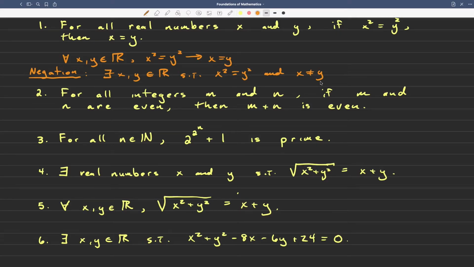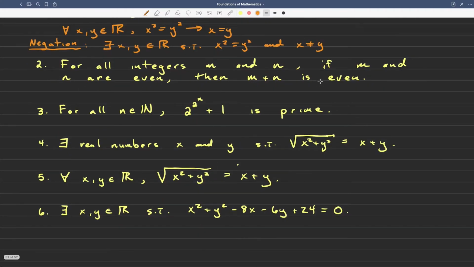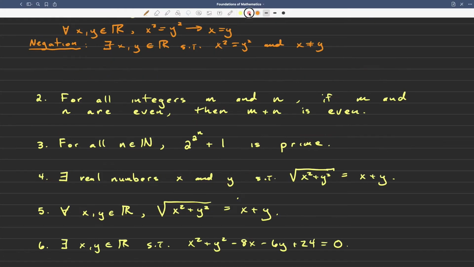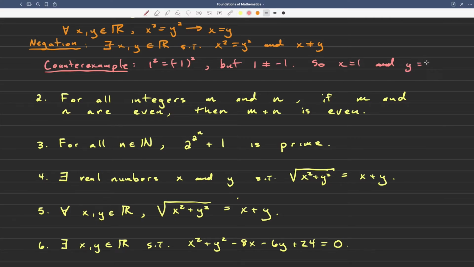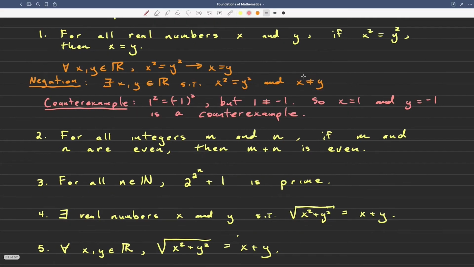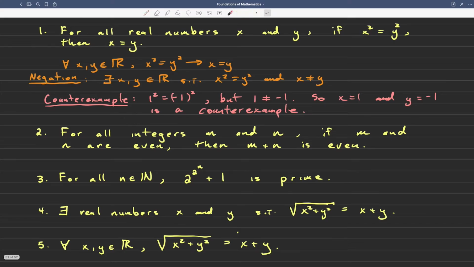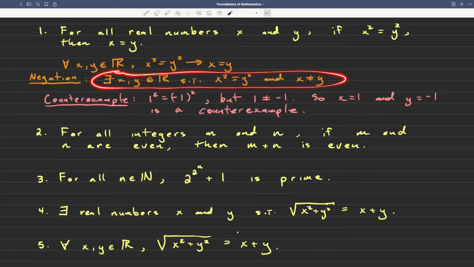In fact, what's your counterexample? Well, you can come up with a number of counterexamples. Our counterexample is, I know that 1 squared equals -1 quantity squared, but 1 does not equal -1. So x equals 1 and y equals -1 is a counterexample. But notice that in doing a counterexample, we're really proving the negation, right? We showed that there exist an x and a y in the reals such that the squares of the 2 numbers are equal, but the 2 numbers themselves are not equal.